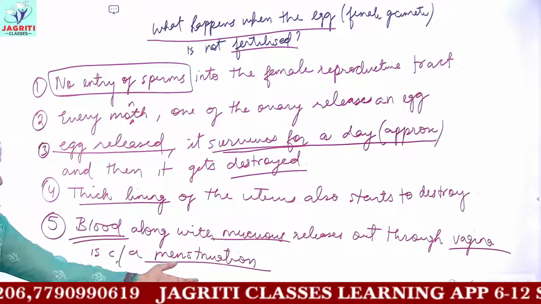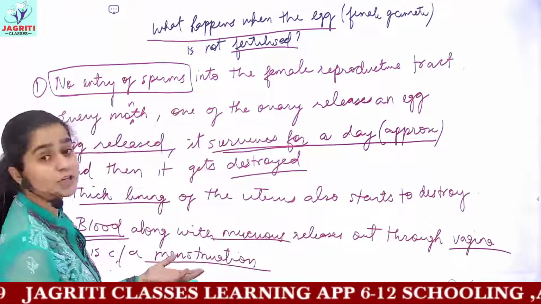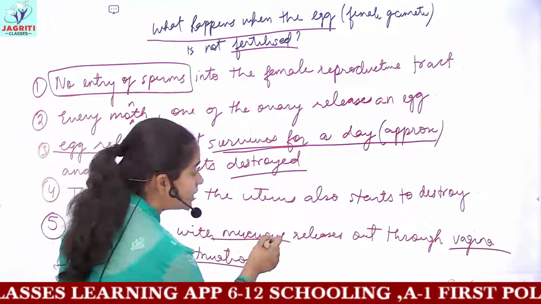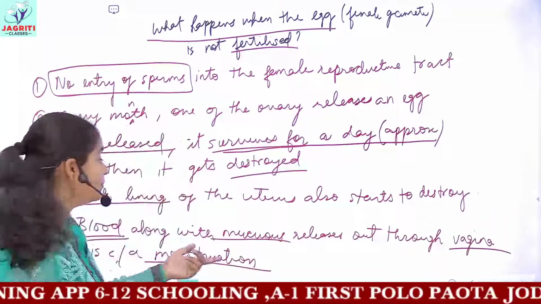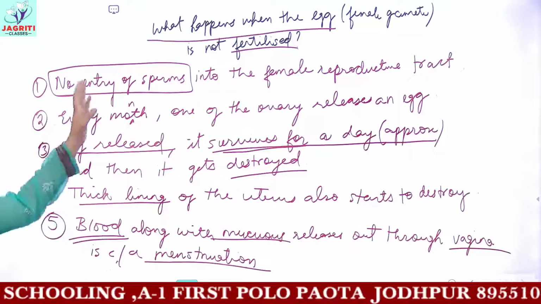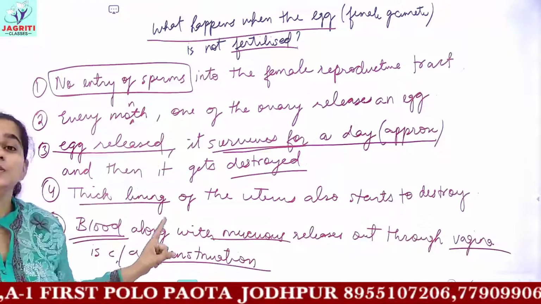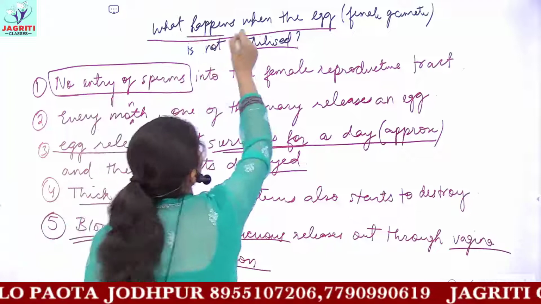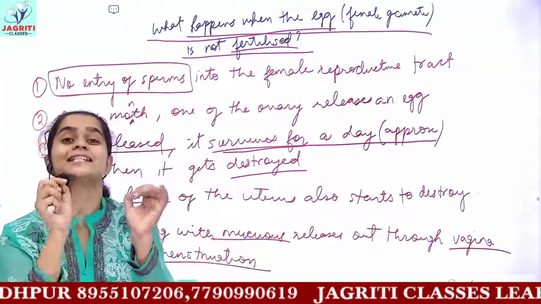So you can be given a direct question that you have to define menstruation. So what is the process of menstruation? The release of blood along with the mucus out from the body through the vagina in females is called menstruation. And this process of menstruation occurs when the egg does not encounter any sperm. Or if you are asked in what condition menstruation occurs, the answer would be menstruation happens when the egg, that is the female gamete, does not undergo the fertilization process.